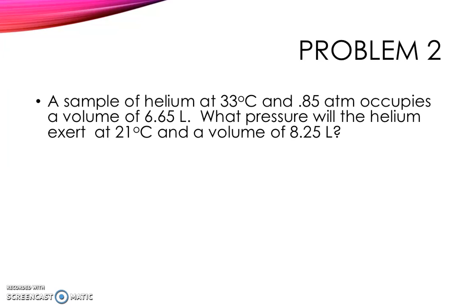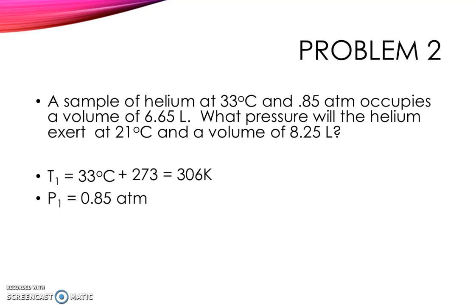Again, we always want to start by listing our variables that will help us to identify what equation to use. So I'm given an initial temperature of 33 degrees Celsius. I have to add 273 to that to convert it to the Kelvin scale. I'm just going to go ahead and do that now because I know I need to. P1 is 0.85 atmospheres, and the initial volume was 6.65 liters. So we're making sure we have all the initial conditions together. And then we were asked what the pressure is.